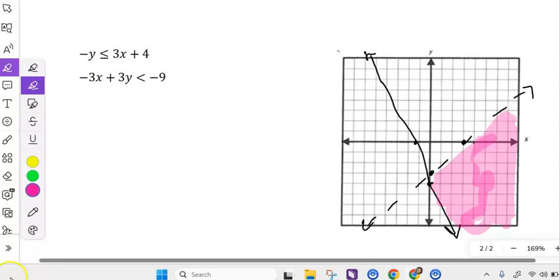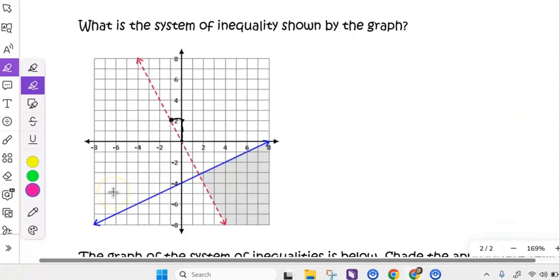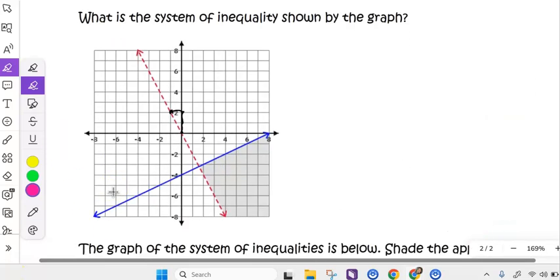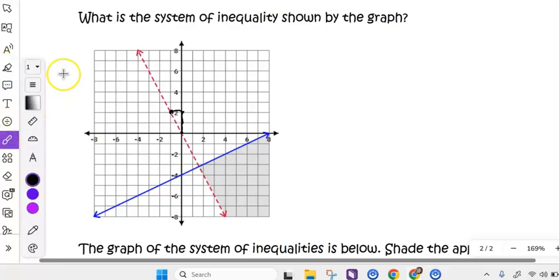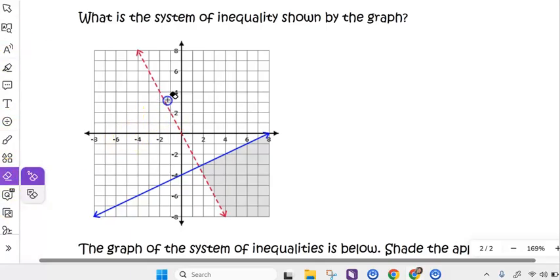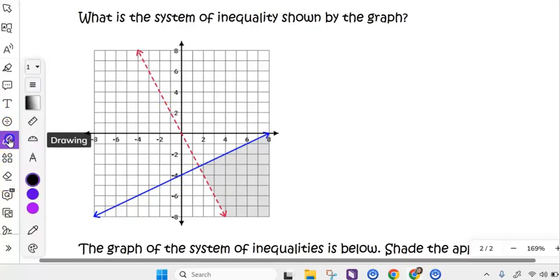Just like that. All right, let's look at this one. What is the system of inequalities shown by the graph? So the easiest way to do this, and I'm just going to be very honest with you, is to look like you're going to do an equation and then guess and check on Desmos. So first I'm going to look here at the blue line, and I'm going to find my slope and my y-intercept. I'm going to change this to blue so we can identify it to the blue line.